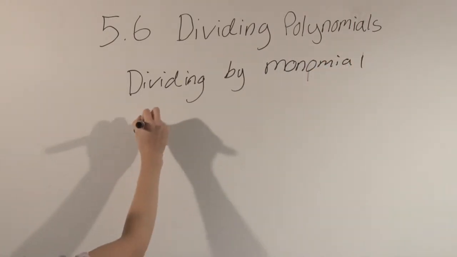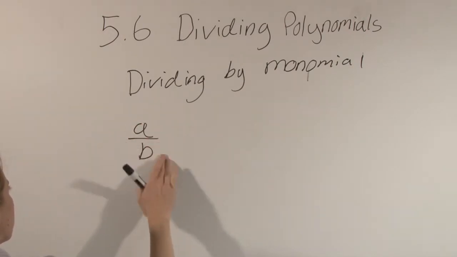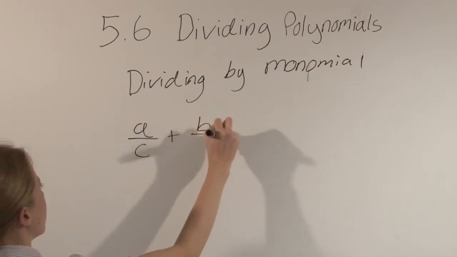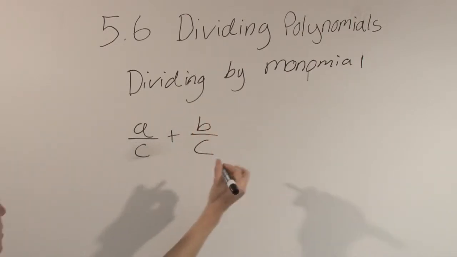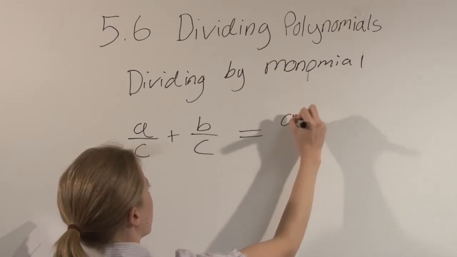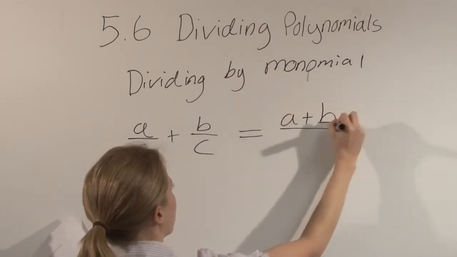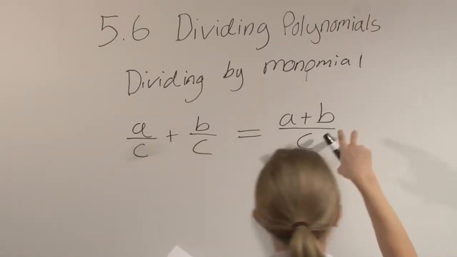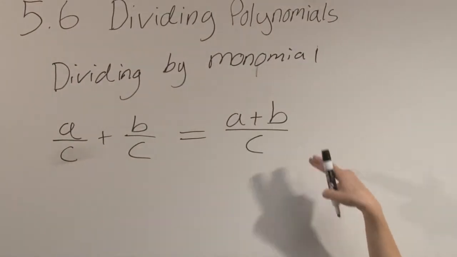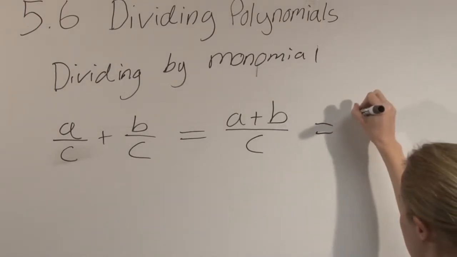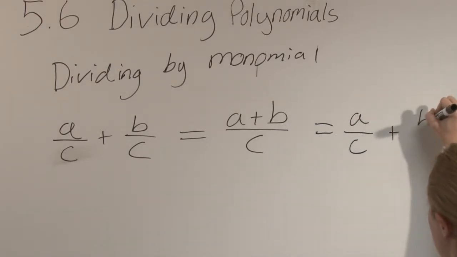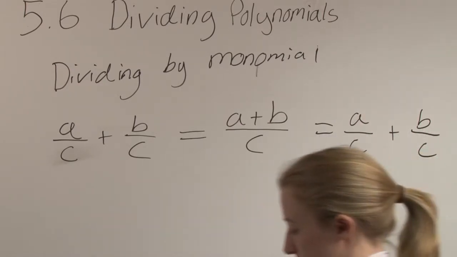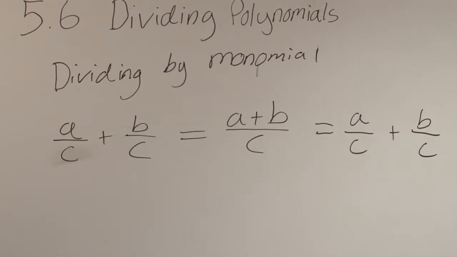If you have two fractions, a over c plus b over c, and they have the same denominator, you can just add their numerators and make it one fraction. Well, you can also break this down. If you have a fraction with something added in the numerator, you can decompose that into a over c plus b over c. So we're going to use that here in some examples.